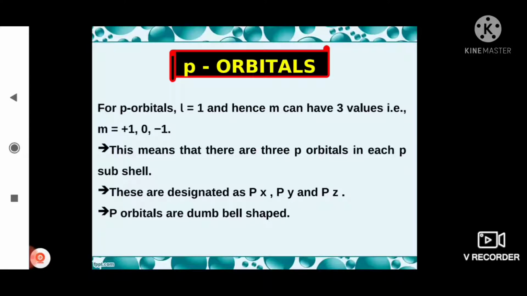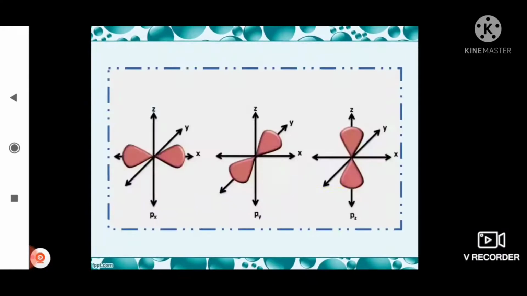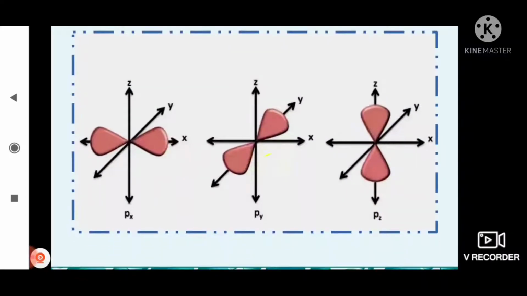Now the p orbitals. For p orbitals, the azimuthal quantum number l equals 1, and hence m can have 3 values, that is +1, 0, −1. That means there are 3 p orbitals in each p subshell. These 3 p orbitals are px, py and pz. Each p orbital has a dumbbell shape.